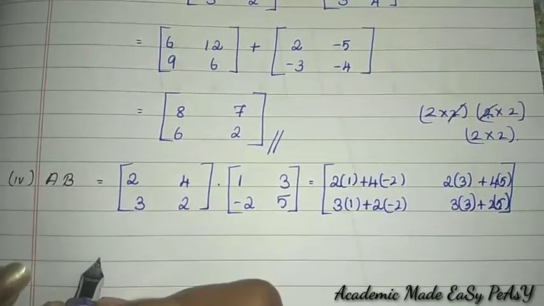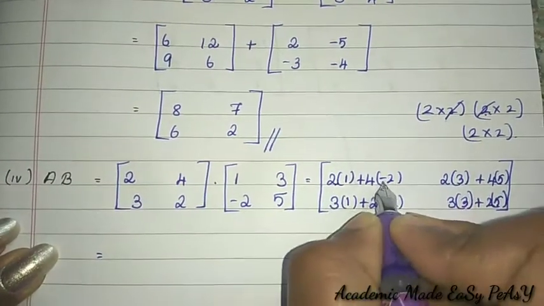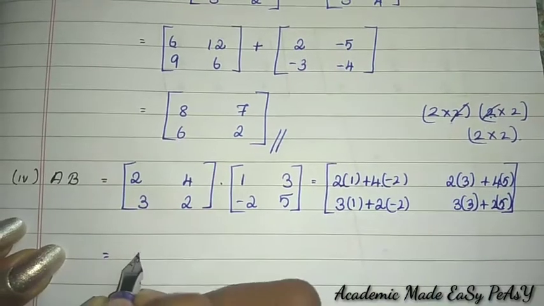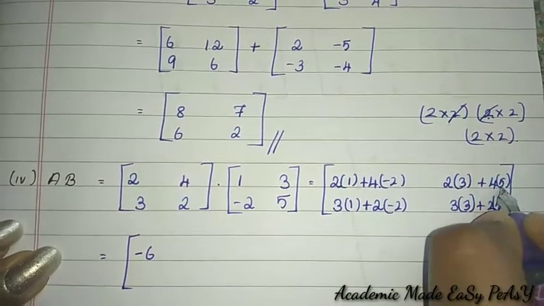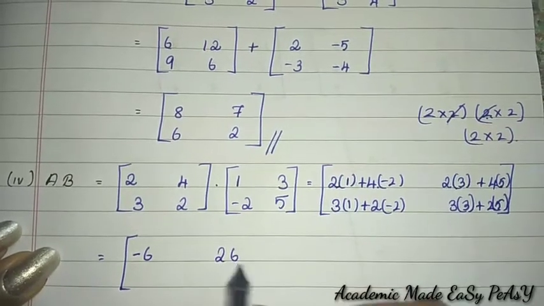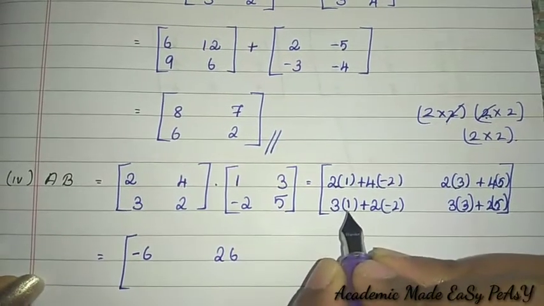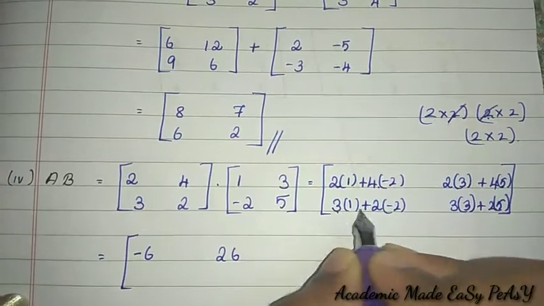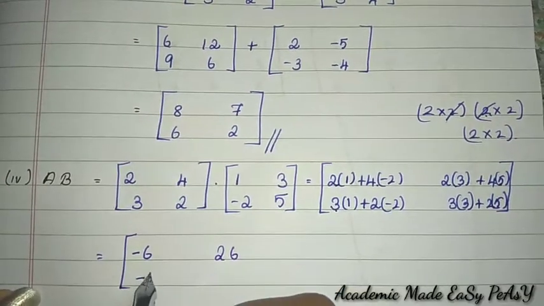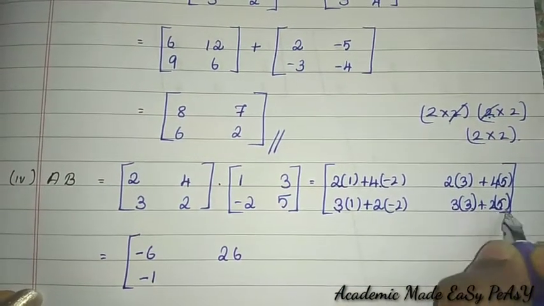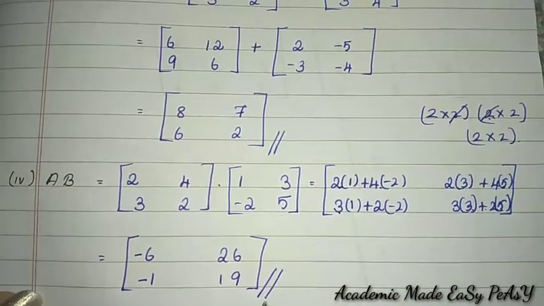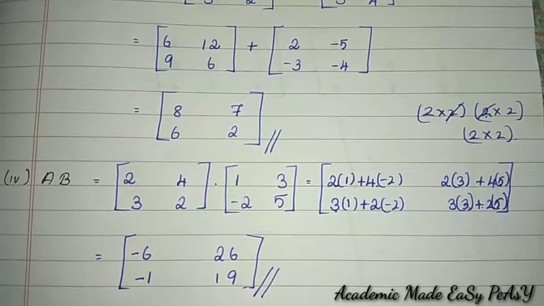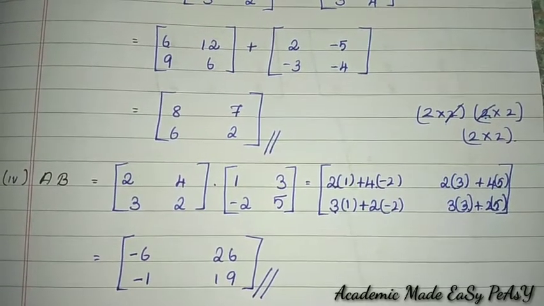So next step, I will have 2 minus 8 is minus 6. 6 plus 20 is 26. Next, 3 minus 4 is minus 1. 9 plus 10 is 19. So this is my matrix. If you have any doubts in multiplication of matrices, mention it in the comment box.